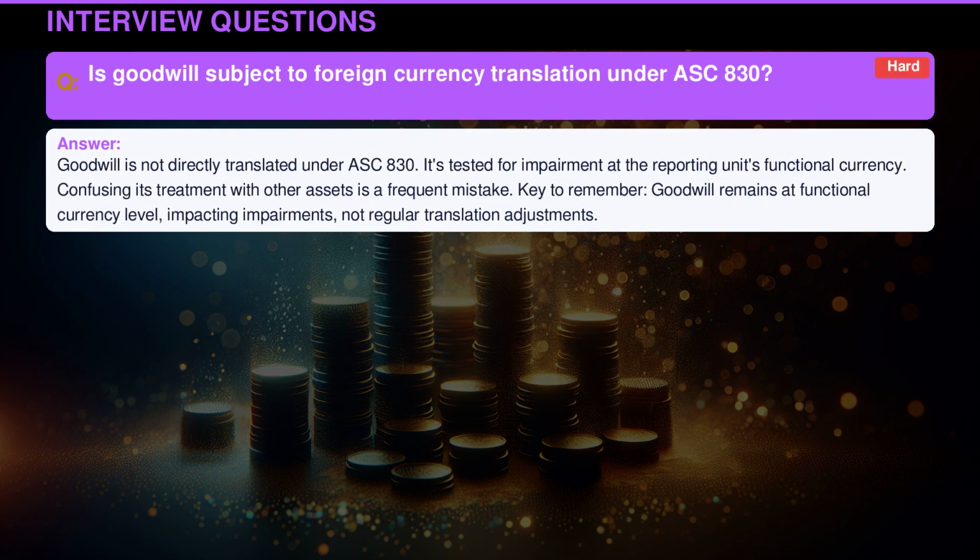Goodwill is not directly translated under ASC 830. It's tested for impairment at the reporting unit's functional currency. Confusing its treatment with other assets is a frequent mistake. Key to remember: goodwill remains at functional currency level, impacting impairments, not regular translation adjustments.